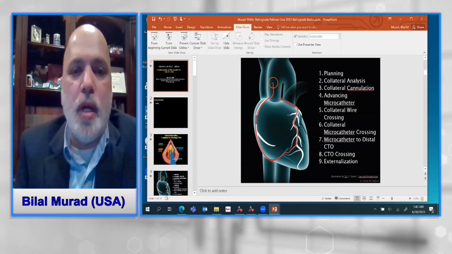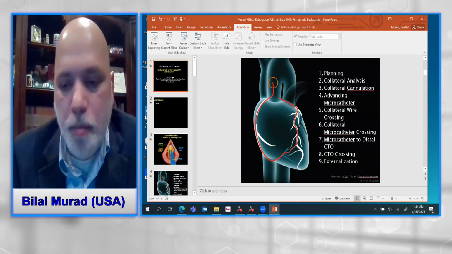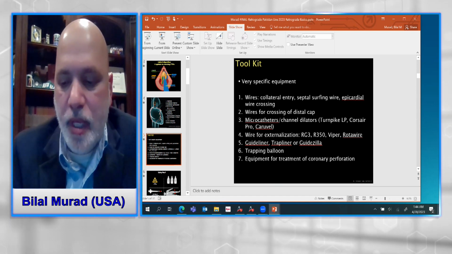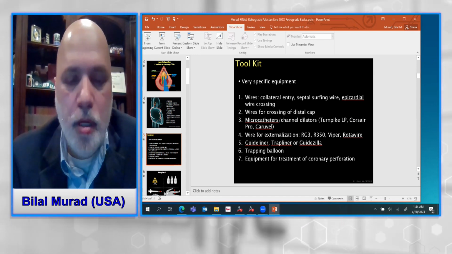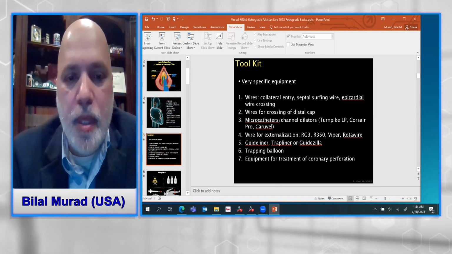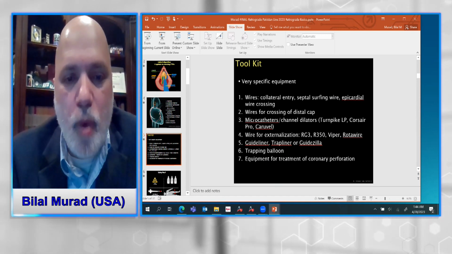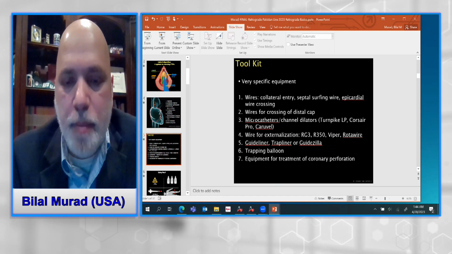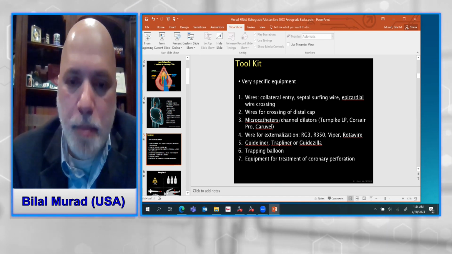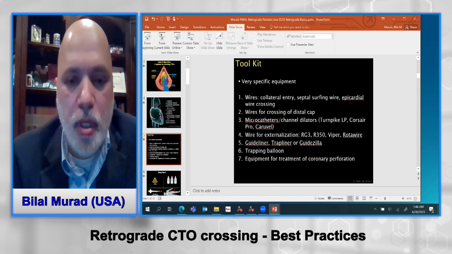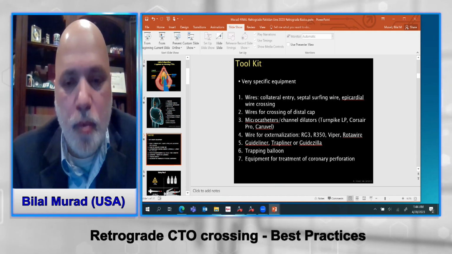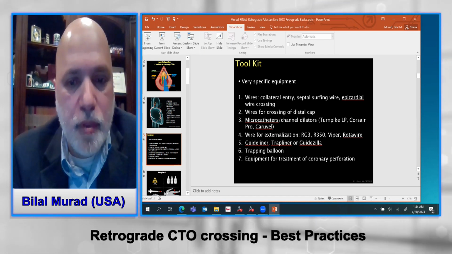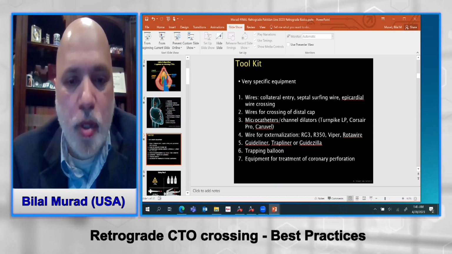So we'll need a very specific toolkit, and I won't go into the details because there will probably be a separate talk about that. But just so you know, all the equipment is very specialized in CTO PCI, as you're all familiar. Once you get into the retrograde option, you really have to have very specific wires and microcatheters. And it's important to understand what wire is used for what step. There are different wires that are used for a septal collateral versus an epicardial collateral. The techniques of wiring, surfing a septal wire versus actually crossing one. The use of Guideliner or Guidezilla to help you with support. The externalization wires are all specialty wires.